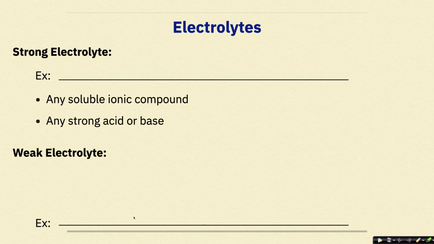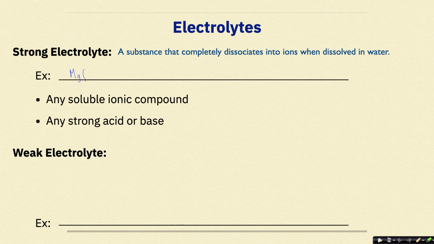Strong electrolyte. A strong electrolyte is a substance that completely dissociates into ions when dissolved in water. We can use the example of magnesium nitrate. Mg(NO3)2, when added to water, will form magnesium ions, Mg plus 2 aqueous, plus nitrate ions, and in this case 2 NO3 minus 1. A strong electrolyte is any soluble ionic compound or any strong acid or base.